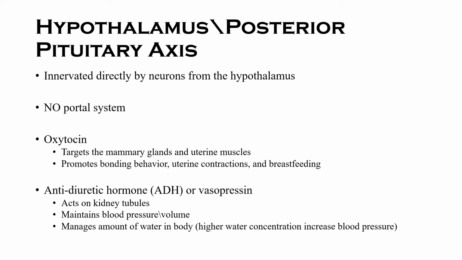Now the hypothalamic posterior pituitary axis is very different. The posterior pituitary, for instance, is innervated directly by hypothalamic neurons. There is no portal system. And from these neurons, oxytocin and antidiuretic hormone get directly released into the bloodstream. Oxytocin, of course, targets the mammary glands and uterine muscles, so it promotes pair bonding, uterine contractions, as well as breastfeeding. Antidiuretic hormone, also known as vasopressin, acts on the kidneys to help maintain blood pressure and volume by managing the amount of water that's in the body. So if there's a higher water concentration, that actually increases blood pressure.